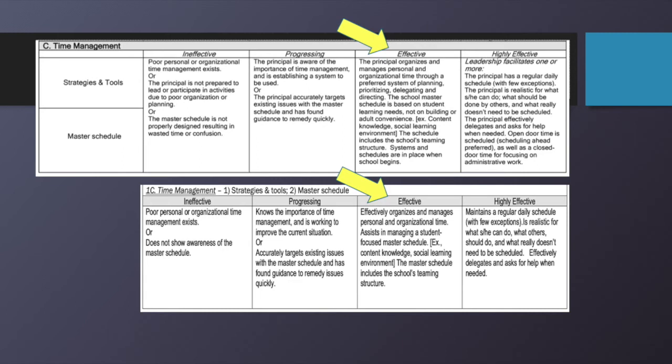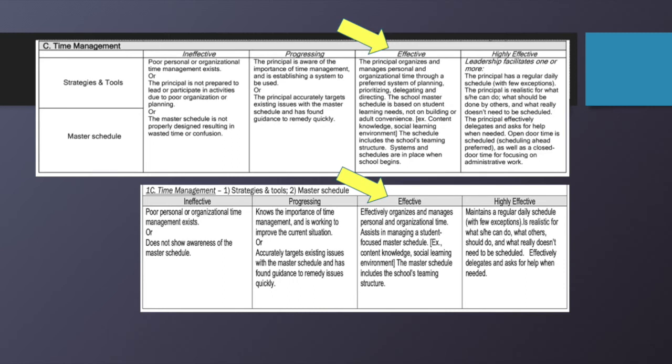All right, I hope you had enough time to check that out. So, two pieces I'm going to point out to us in this part of the rubric right now under time management is first about the language following the period in the assistant principal rubric. It says effectively organizes and manages personal and organizational time. You notice it doesn't include through a preferred system of planning, prioritizing, delegating, and directing.